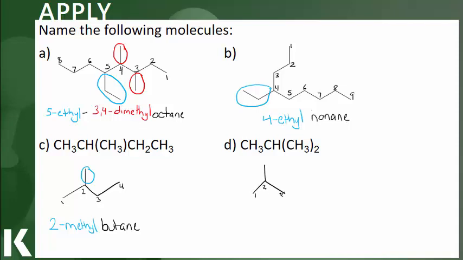1, 2, 3 carbons is a propane molecule with a methyl substituent on carbon 2. Therefore, this is 2-methyl propane. And there we have it. Now you should feel comfortable naming branched chain alkanes.